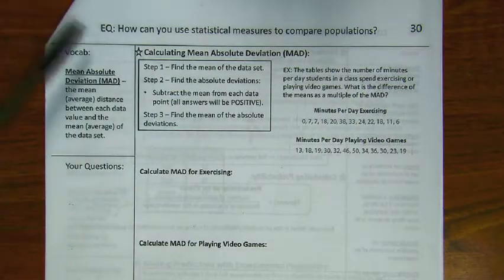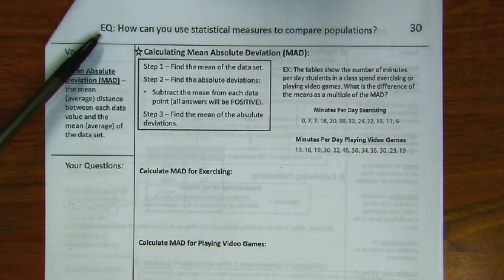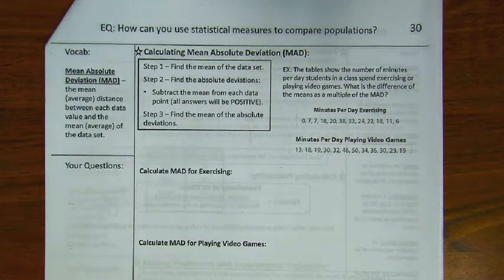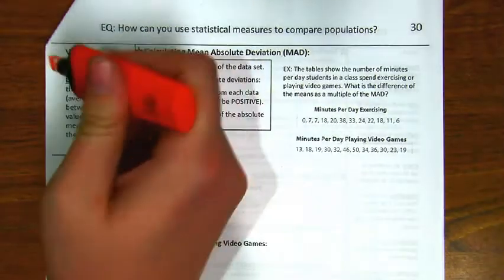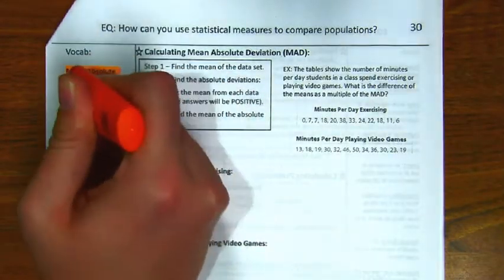Hey Tigers, we are going to be looking at page 30 of your notes, and we are going to be talking about using statistical measures to compare populations. Our essential question today is how can you use statistical measures to compare populations? We do have a vocab term today, and that is the mean absolute deviation.